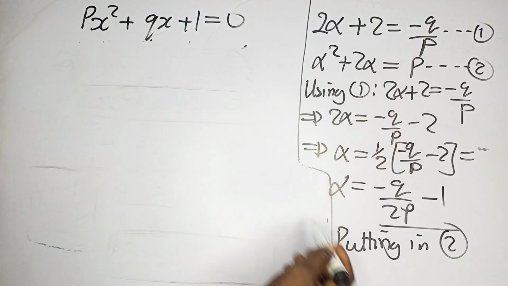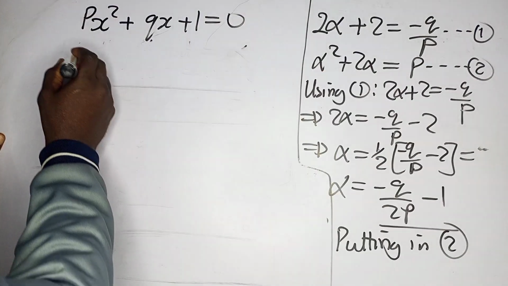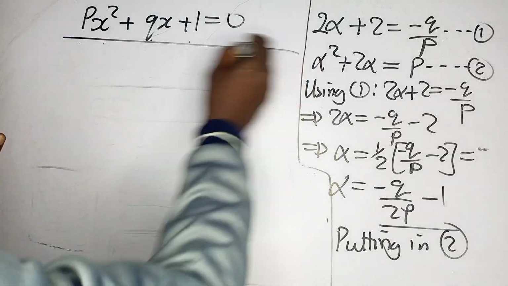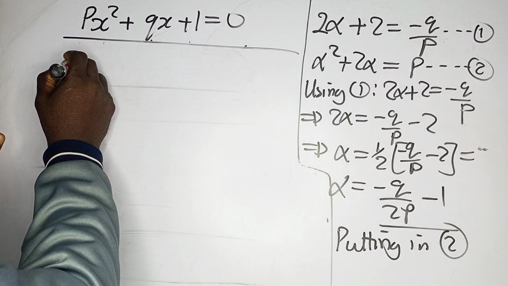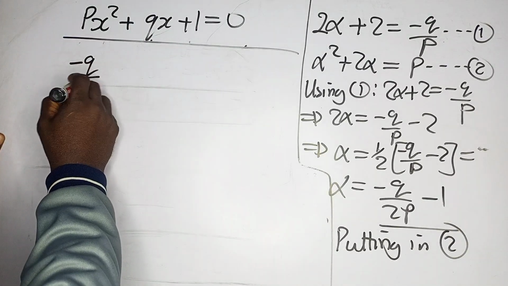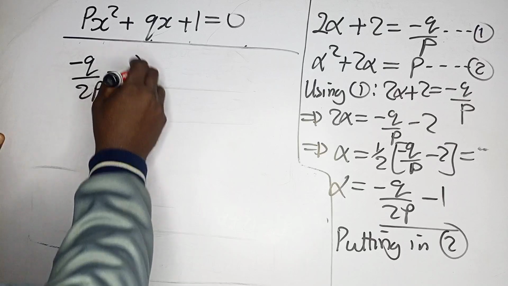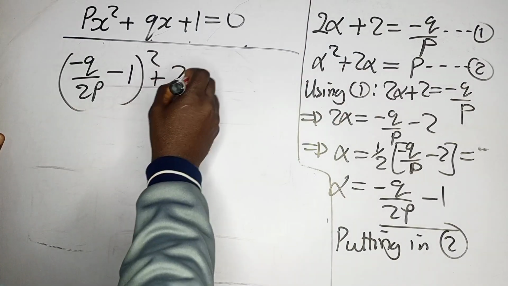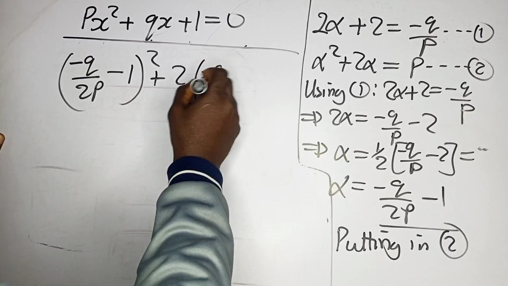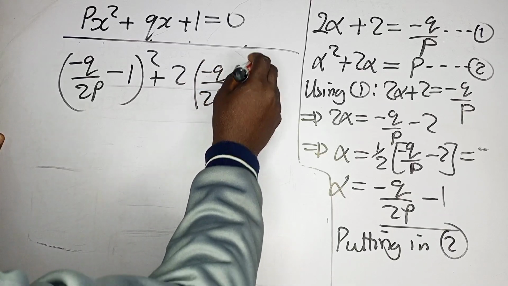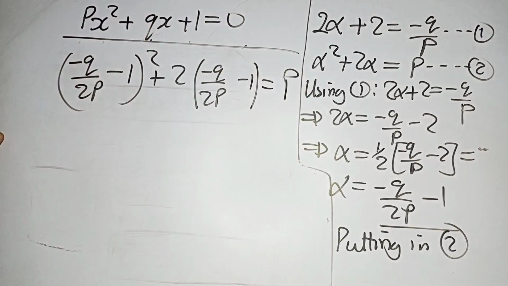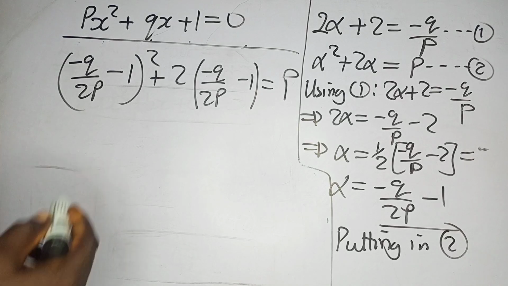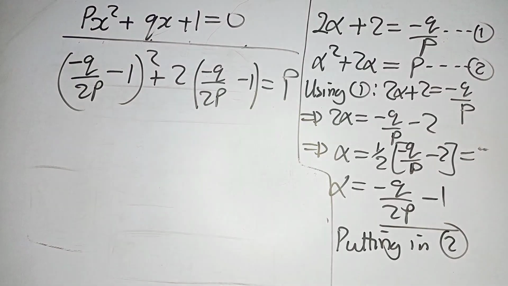This is equation 2. So we have alpha squared. So we're going to get negative Q over 2p minus 1 squared for alpha squared plus 2 alpha times negative Q over 2p minus 1 is equal to p. All right, so you see, finally, we don't have any alpha anymore.